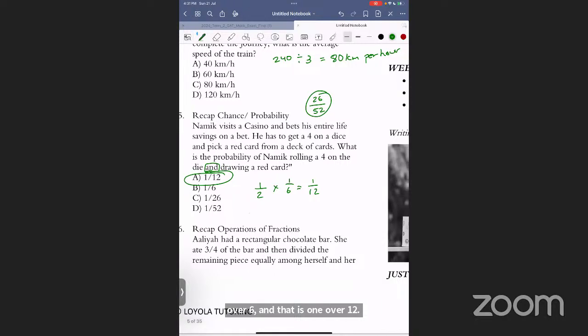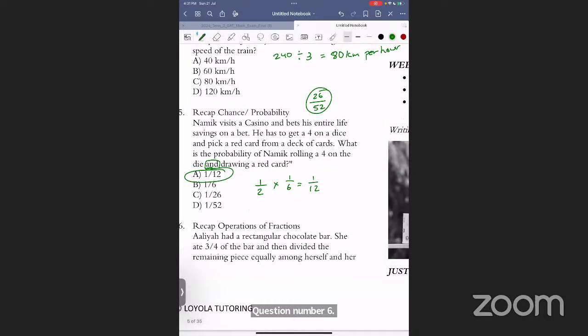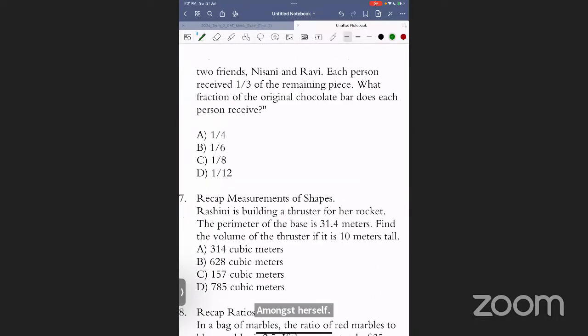Question number 6. Alia had a rectangular chocolate bar. She ate 3/4 of the bar and divided the remaining pieces equally amongst herself and her two friends, Nisani and Ravi. Each person received 1/3 of the remaining piece. What fraction of the original chocolate bar does each person receive?